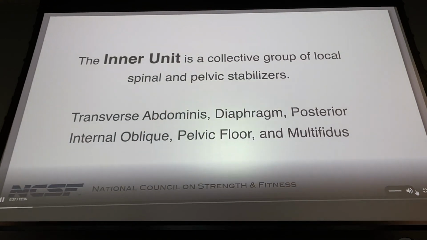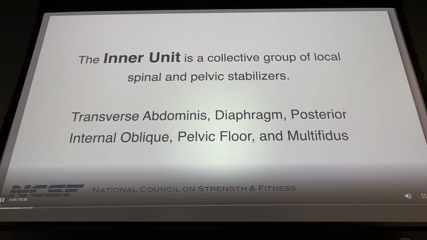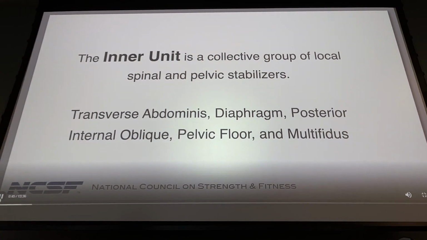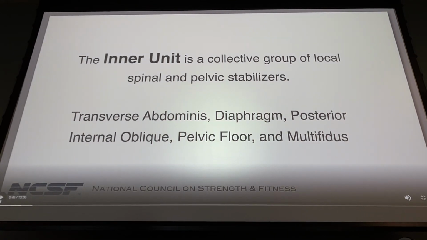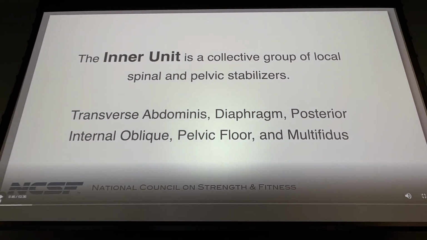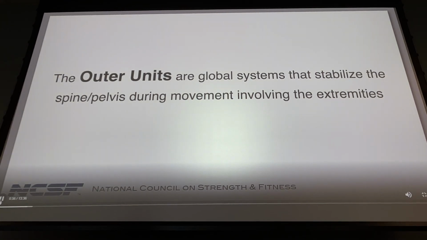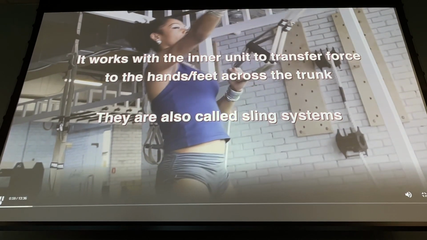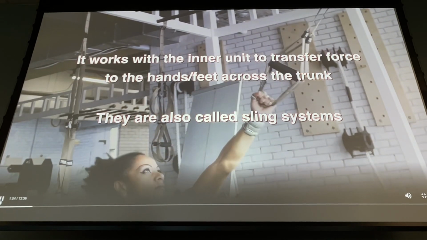The inner unit is a collective group of local spinal and pelvic stabilizers. It includes the transverse abdominis, diaphragm, posterior internal oblique, pelvic floor, and multifidus. And they will definitely want you to know what the inner unit is if you do end up getting certified. And the outer unit is going to be the sling systems. The outer units are global systems that stabilize the spine and pelvis during movement and holding the extremities. It works with the inner unit to transfer force to the hands and feet across the trunk. They are also called sling systems.